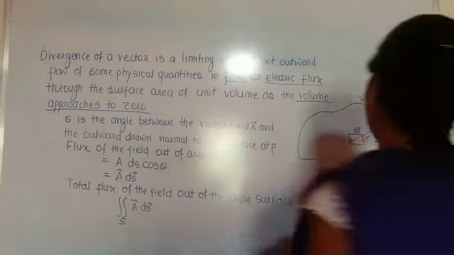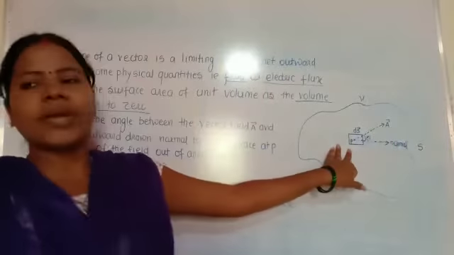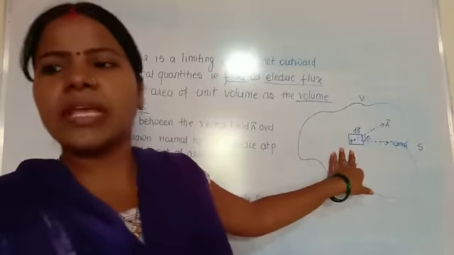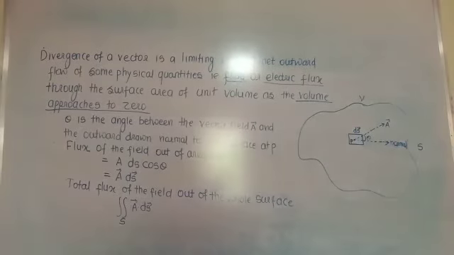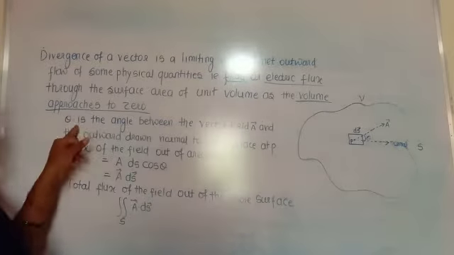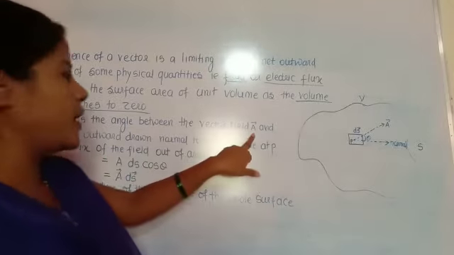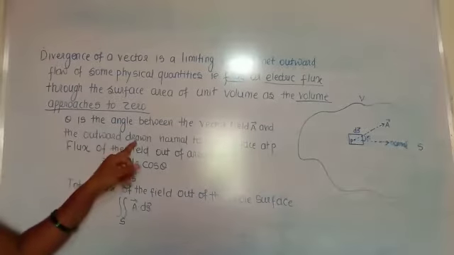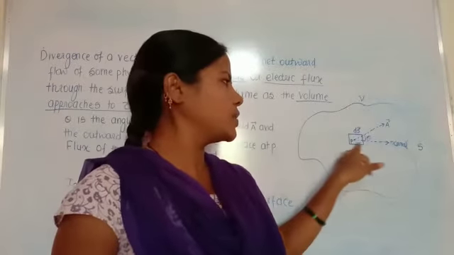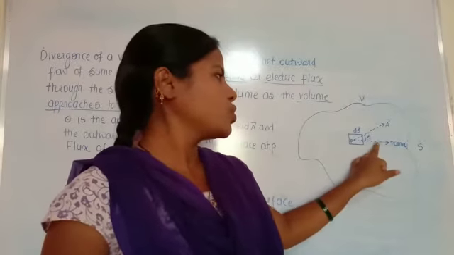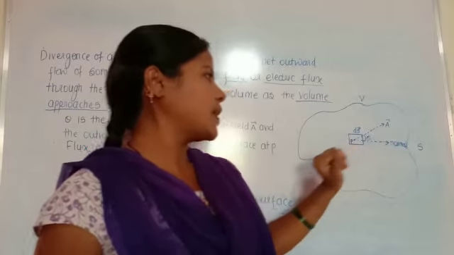Here we are taking its direction to be that of the outward drawn normal to the surface. Then theta is the angle between the vector field A and the outward drawn normal to the surface at P. This is the normal drawn outward at the point P, so the angle between these two is theta.